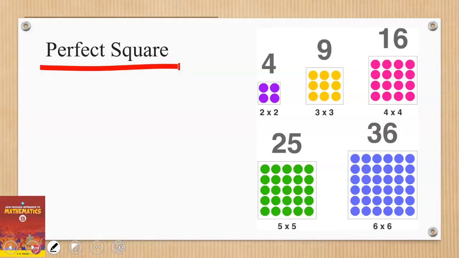When we talk of a perfect square, we are looking at this: if I have a number and I multiply that number by itself, the result is a perfect square. Or a number that can be arranged in the form of a square, like 4.